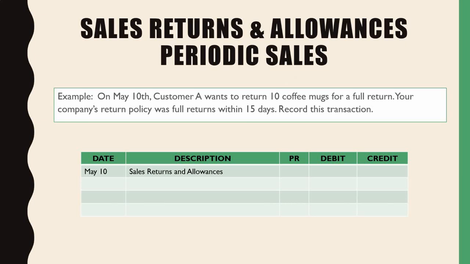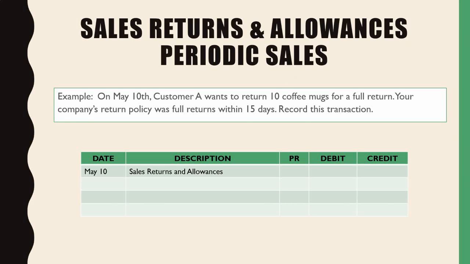Okay? So this is something that you have to know. It's for all types of businesses. There's no such thing where you can take it out directly from sales, because once you earn it, you can't undo that. So how do you reduce your sales? You create a contra account, and we call this sales returns and allowances. Now, if you remember the rules, right?